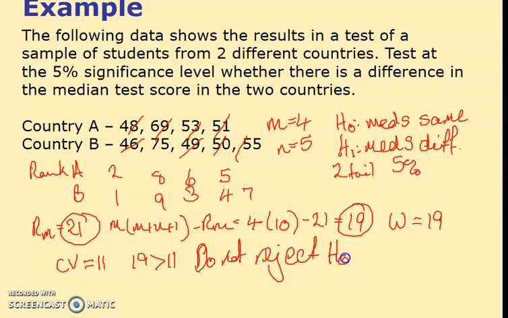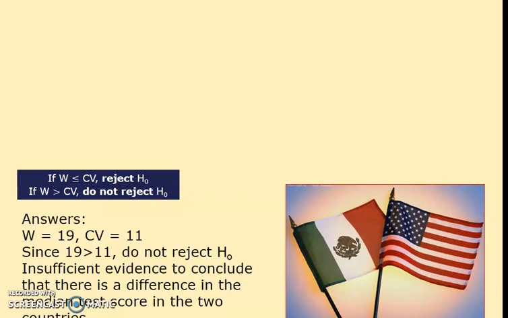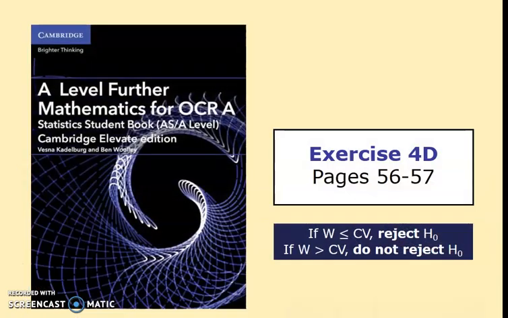And sometimes these non-parametric tests, and then the wordy bit again. If I just try and see what I wrote. 19 and 11, that's good. Since 19 and 11, do not reject H0. Insufficient evidence to conclude that there's a difference in the median test score in these 2 countries. It would seem, but just by the picture, it's meant to be Mexico and America. So this is what we're meant to do.